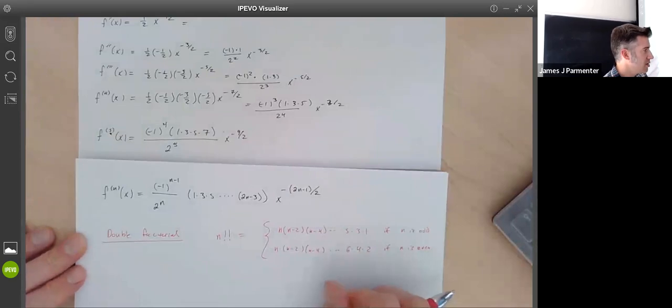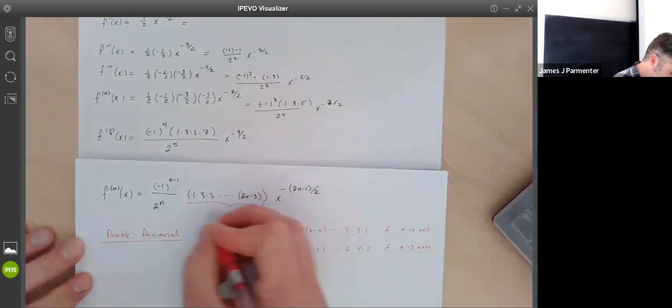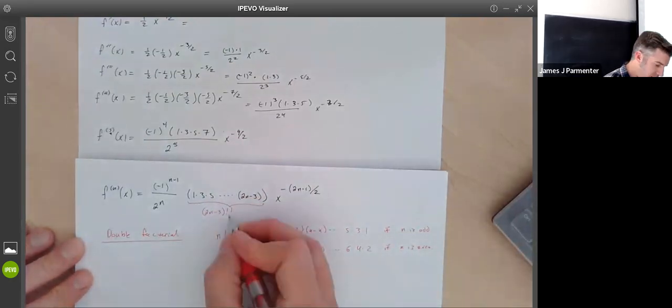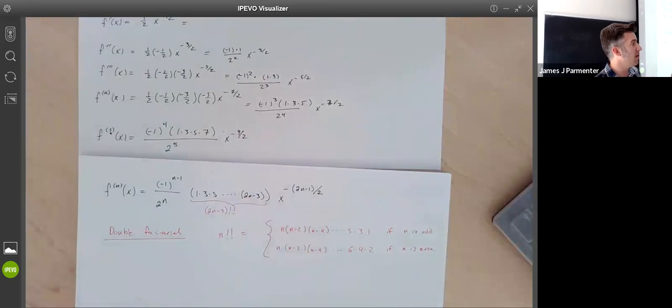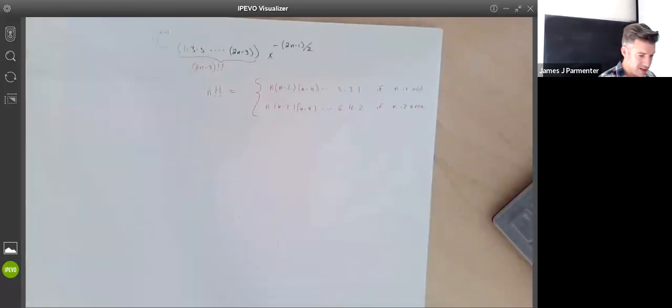Kind of strange. So if you really, really wanted to, instead of writing it like this, you could write this part here as 2n minus 3 double factorial. I don't recommend it, but in case it ever comes up, now you know what it is. If you ever see a double factorial, wondering what they are doing, that's what they mean. So here's how we're going to write this.